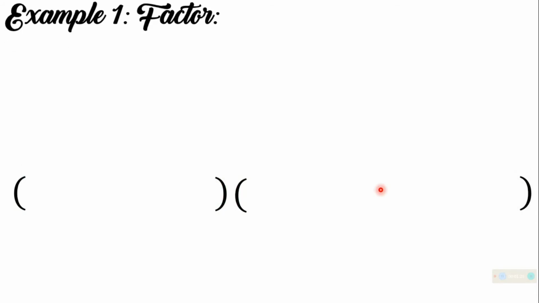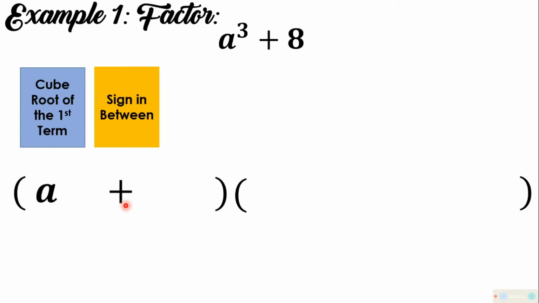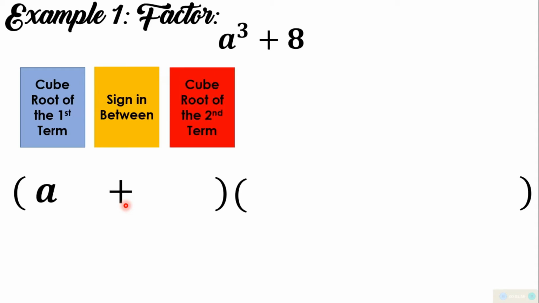Now, punta na tayo sa ating example number 1. A cube plus 8. Ano yung pattern natin for sum of two cubes? So, get the cube root of the first term. So, ang first term natin ay a cube. Ano ba ang cube root niyan? We have a. And then, copy the sign in between. And then, get the cube root of the second term. That is 2. So, ayan. Meron na tayong first factor.